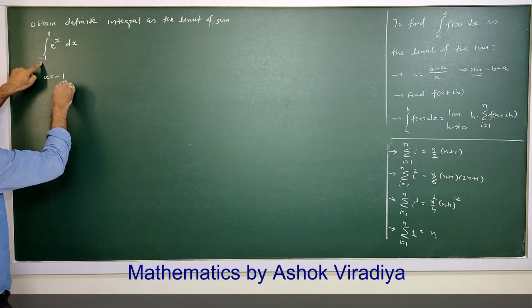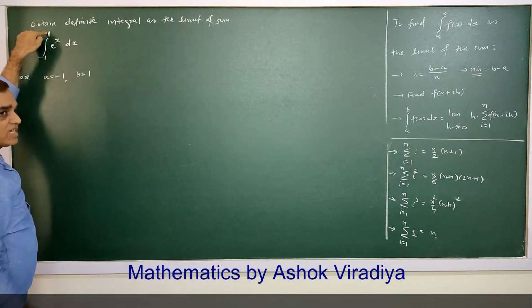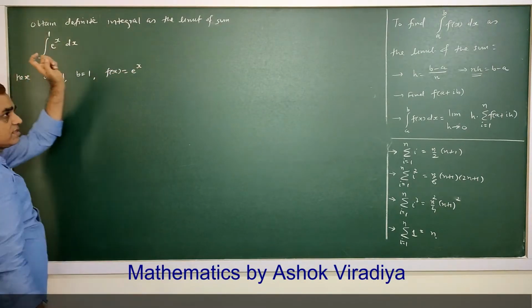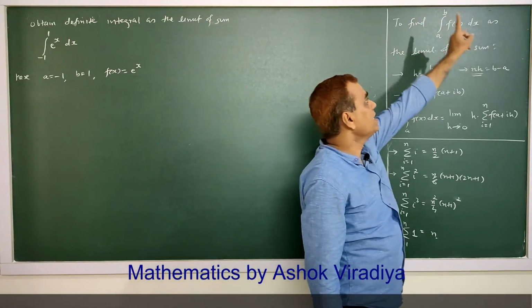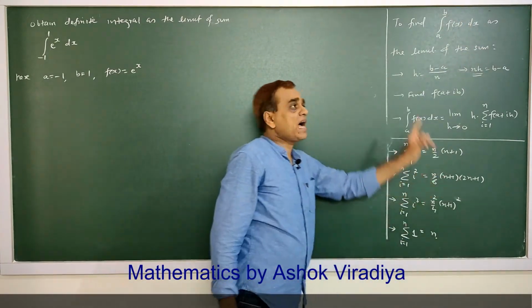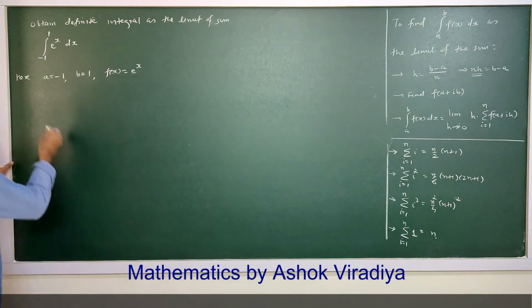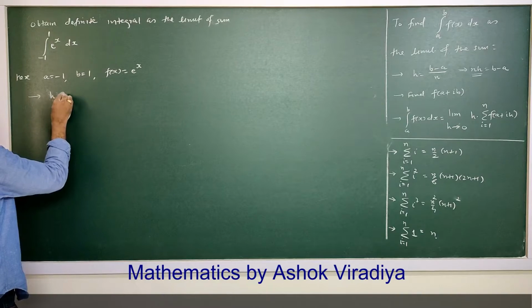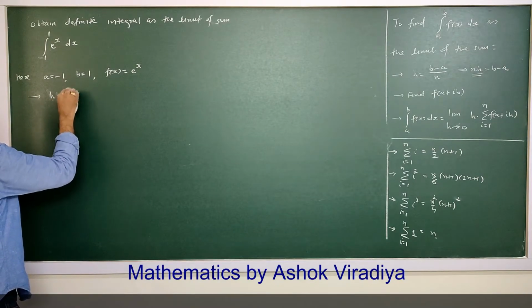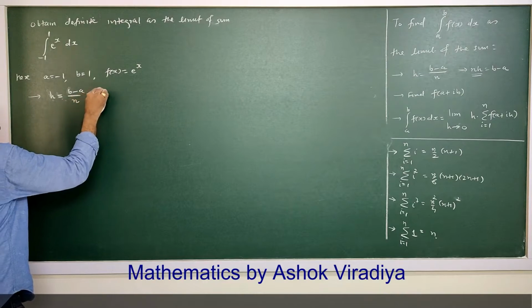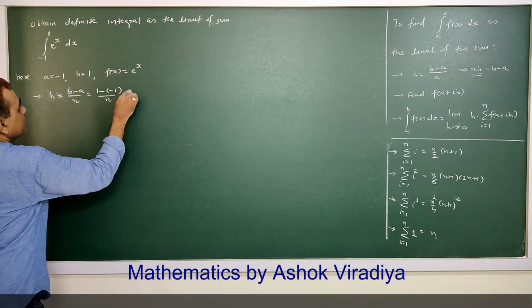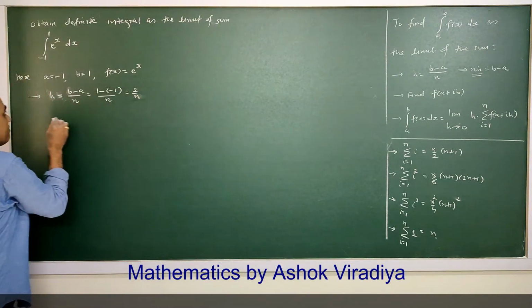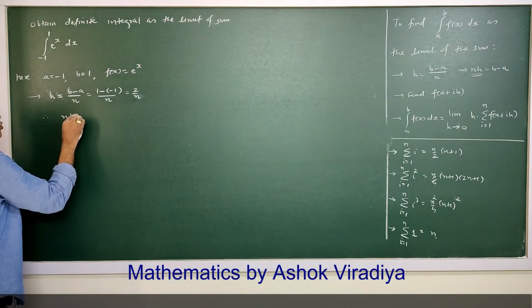A is minus 1. B is 1, that is the upper limit. f(x) is e raised to x. Now h is (b minus a) by n, that is (1 minus (minus 1)) upon n. So it is 2 by n. h is 2 by n, therefore nh is 2.